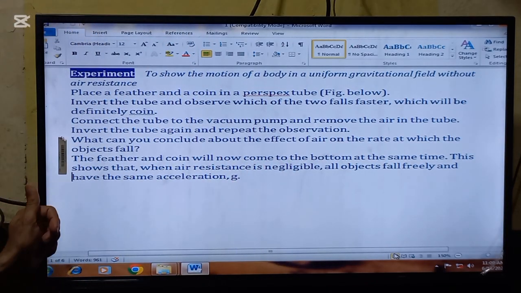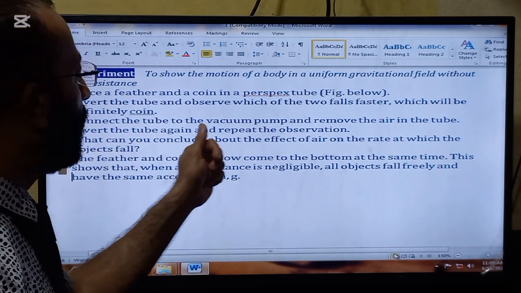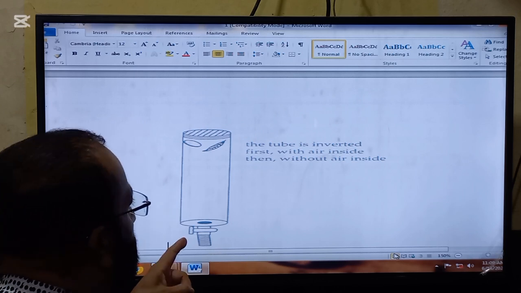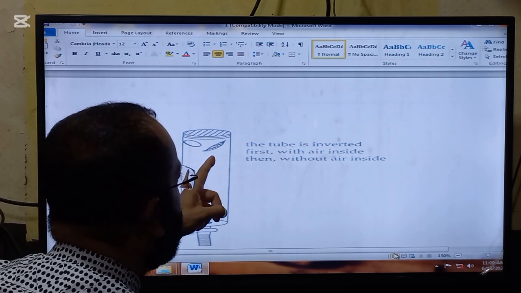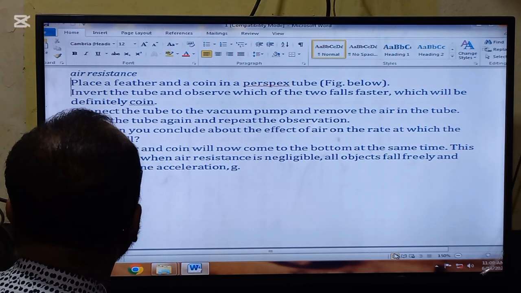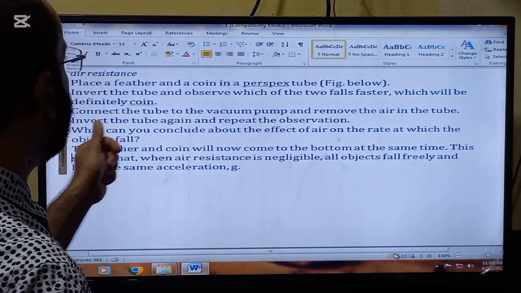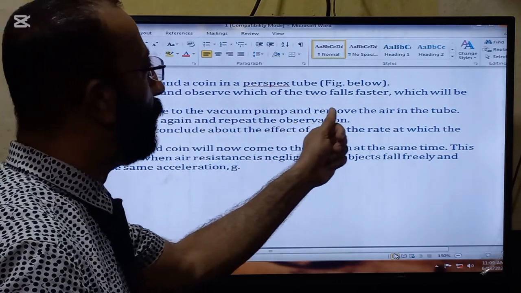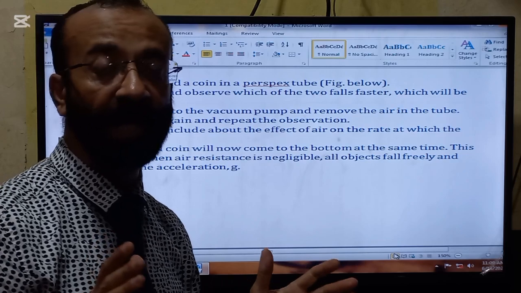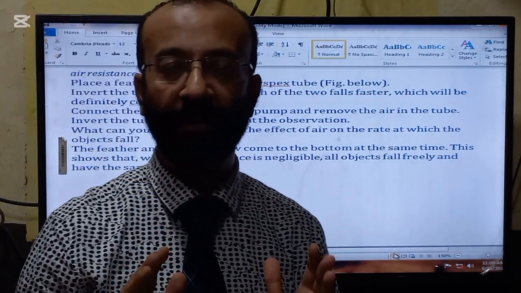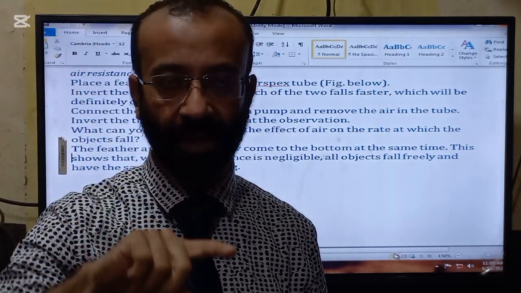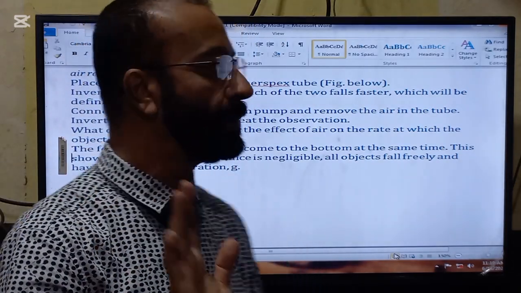So we are reading this topic in the same lecture. So concentrate now. Place a feather and a coin in a perspex tube, figure below. So look now. Here is a perspex tube and we have placed a coin and a feather in the tube. Invert the tube and observe which of the two falls faster, which will definitely be the coin, because in the starting there will be air resistance.